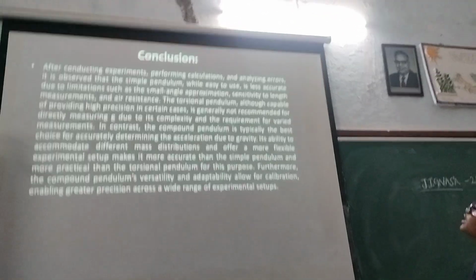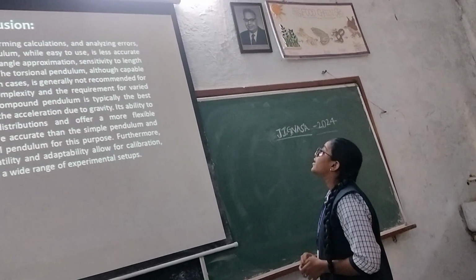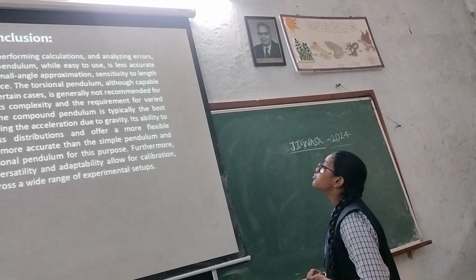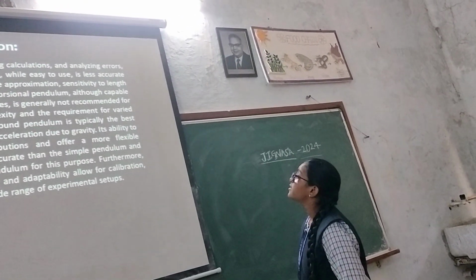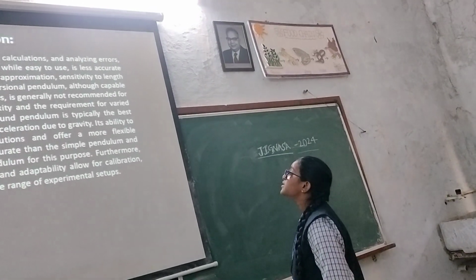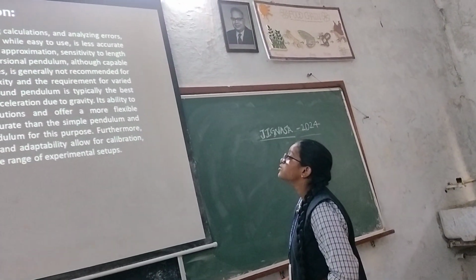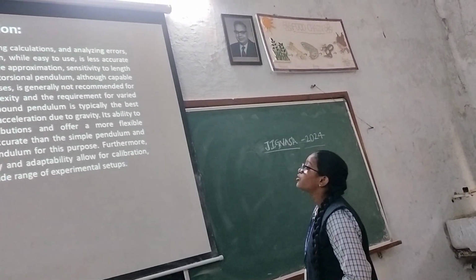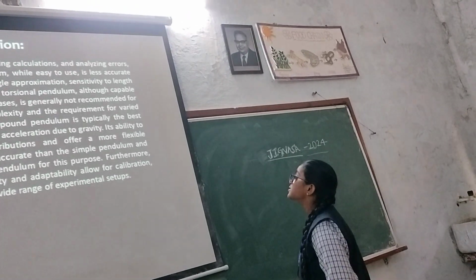Conclusions. After conducting experiments, performing calculations and analyzing errors, it is observed that the simple pendulum, while easy to use, is less accurate due to limitations such as small angle approximation, sensitivity of length measurements, and air resistance. The torsional pendulum, although capable of providing high precision in certain cases, is generally not recommended for directly measuring gravity due to its complexity and the requirement for varied measurements. In contrast, the compound pendulum is typically the best choice for accurately determining the acceleration due to gravity.